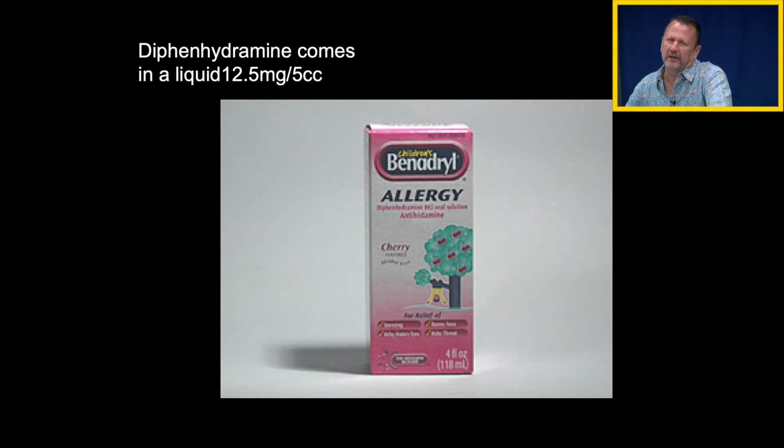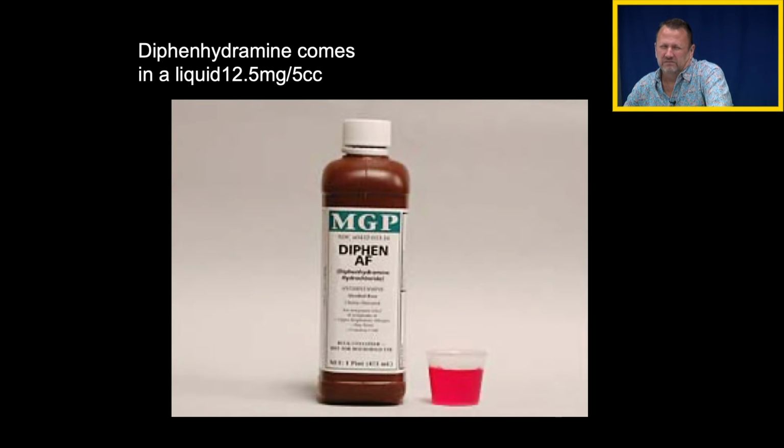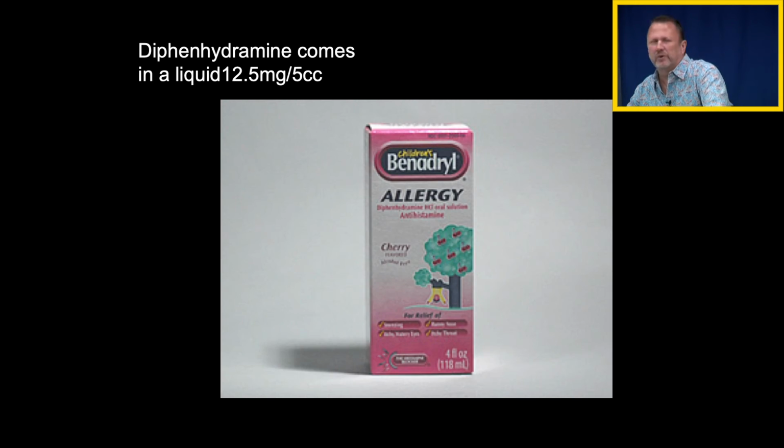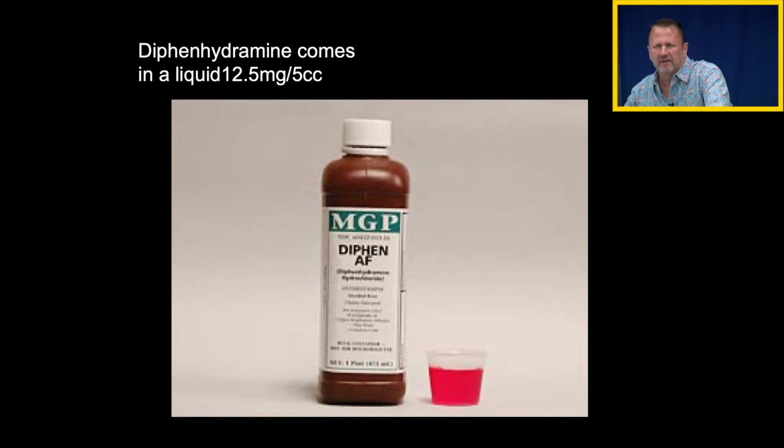Here's diphenhydramine in a nice cherry-flavored liquid, 12.5 milligrams in 5 cc's. So here's children's Benadryl allergy. Notice that nice cherry-flavored liquid. Well, Diphen-AF. What's the difference between Benadryl allergy and Diphen-AF? Well, you'd have to read the label. What does it say on the label? Diphenhydramine comes in a liquid, 12.5 milligrams in 5 cc's. Notice the red food coloring, which is completely unnecessary. However, we can get some medications without food coloring, and we need to make sure we get more medications without unnecessary food coloring. But again, that nice cherry-flavored liquid, 12.5 milligrams in 5 cc's.